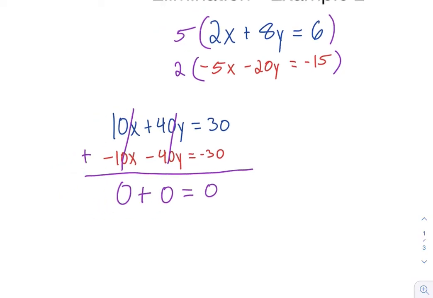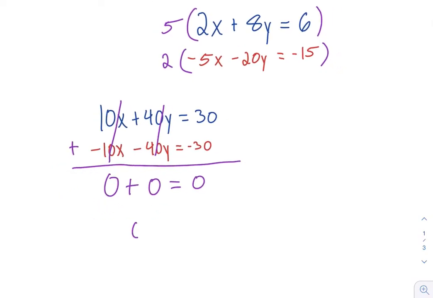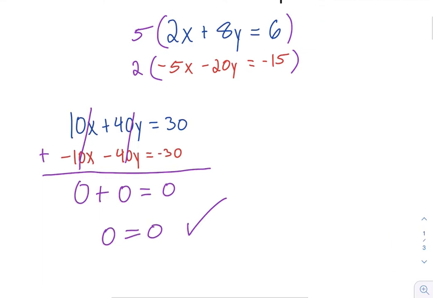Now, it doesn't mean we have nothing left. 0 plus 0 is 0, and 0 does equal 0. Now, remember, when we have a situation where all the variables cancel and leave us with numbers, even if they're 0, if the two sides of the equation are true, like in this case, 0 does equal 0, we get infinitely many solutions.